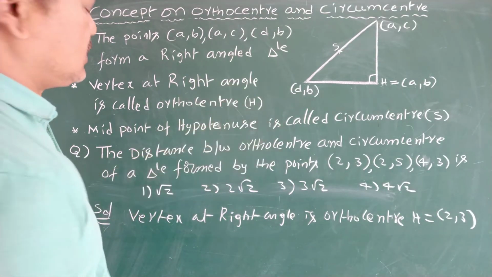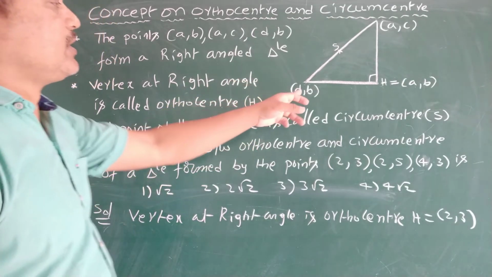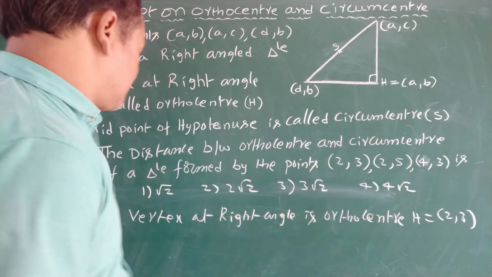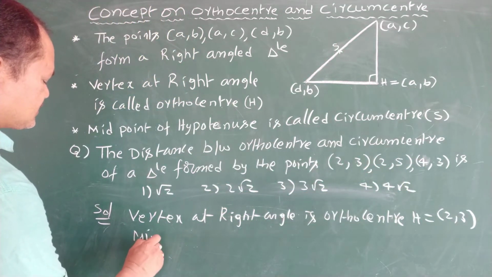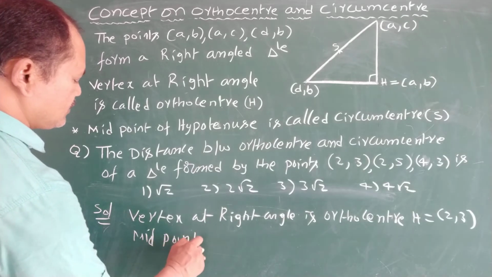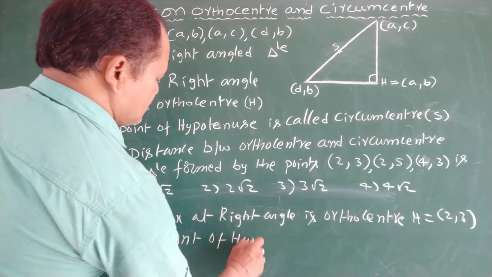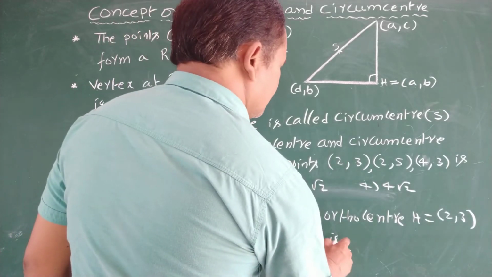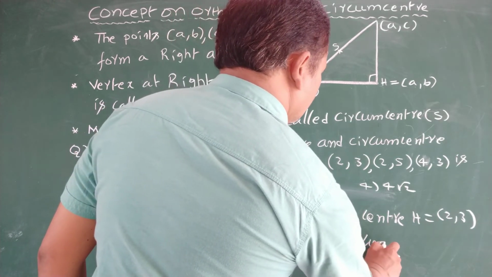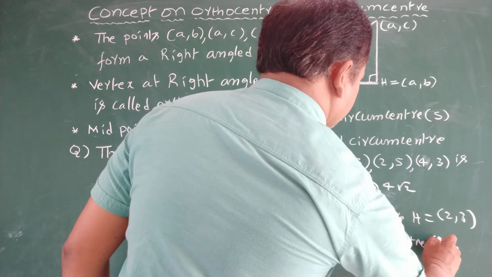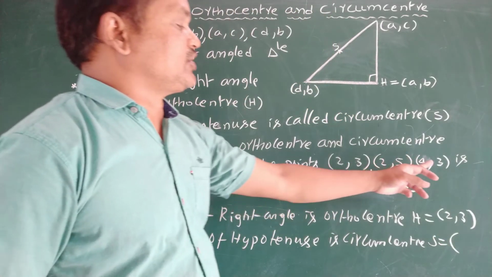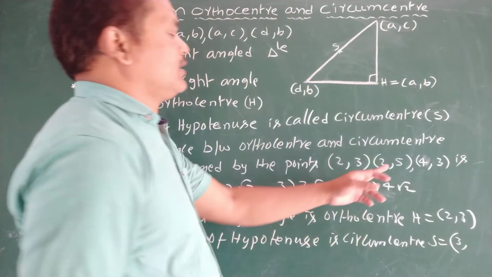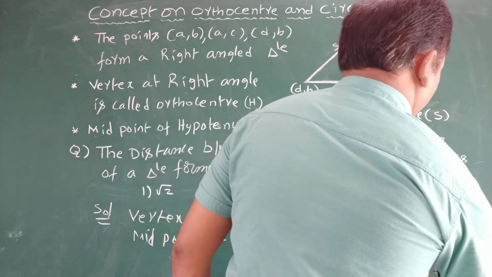Now, the other one means the midpoint of the hypotenuse. What is the midpoint of the hypotenuse? The midpoint of these remaining 2 points. The midpoint of the hypotenuse is the circumcenter. Yes, that is the midpoint of these remaining 2 points: (2 plus 4) by 2, that is 6 by 2, 3, comma (5 plus 3) by 2, that is 8 by 2, 4.